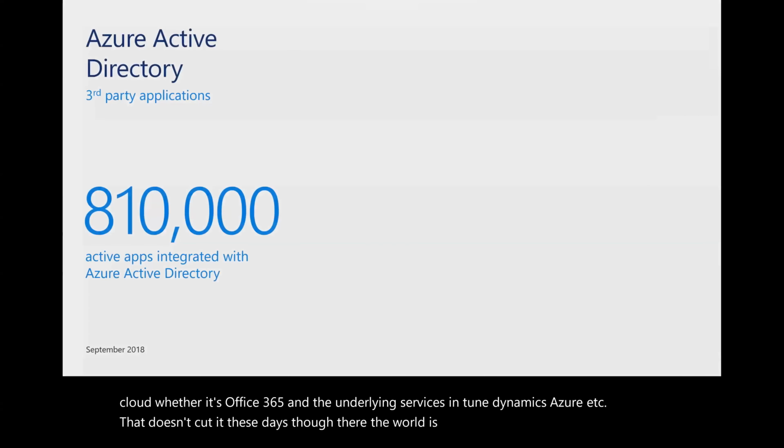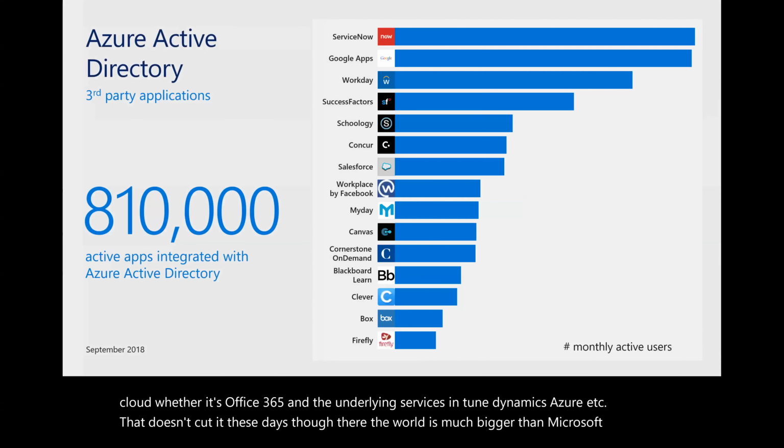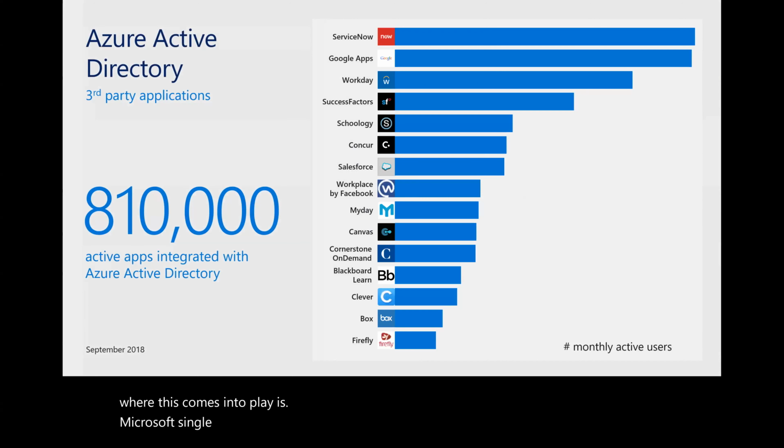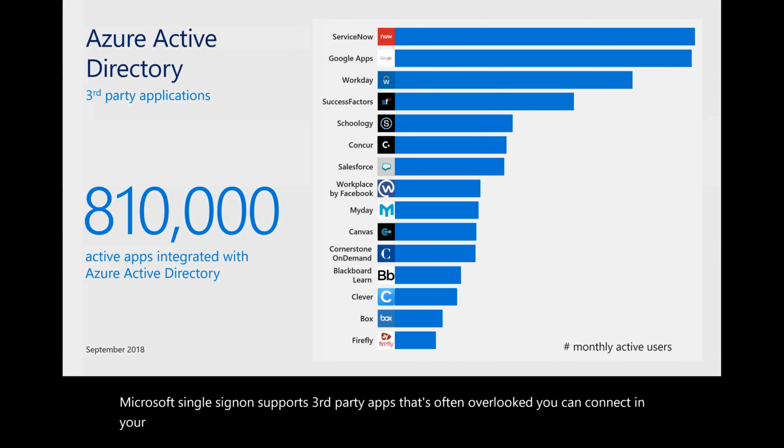And so where this comes into play is Microsoft single sign-on supports third-party apps. That's often overlooked. I mean, you can connect in your G Suites, your Boxes, Dropboxes, Workday, Salesforce. This number is a little outdated. We're actually well over 1 million apps integrated directly into Azure Active Directory.